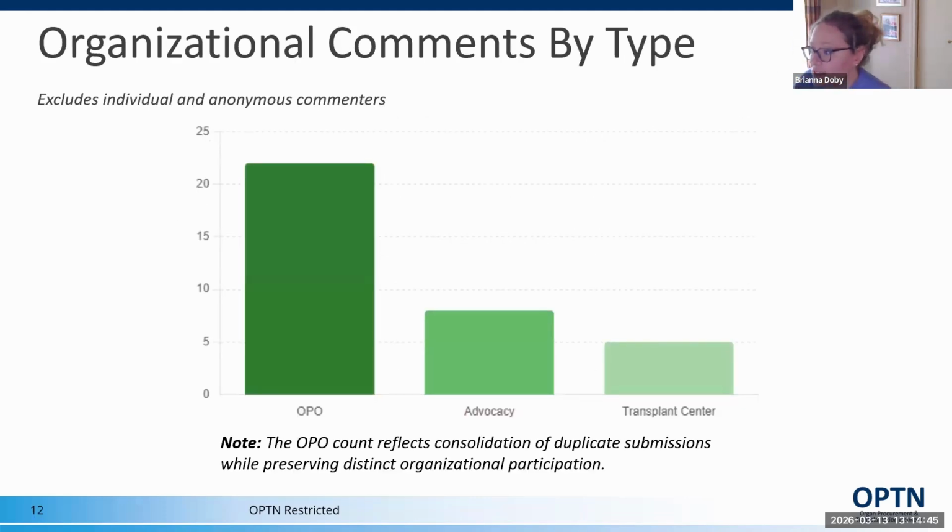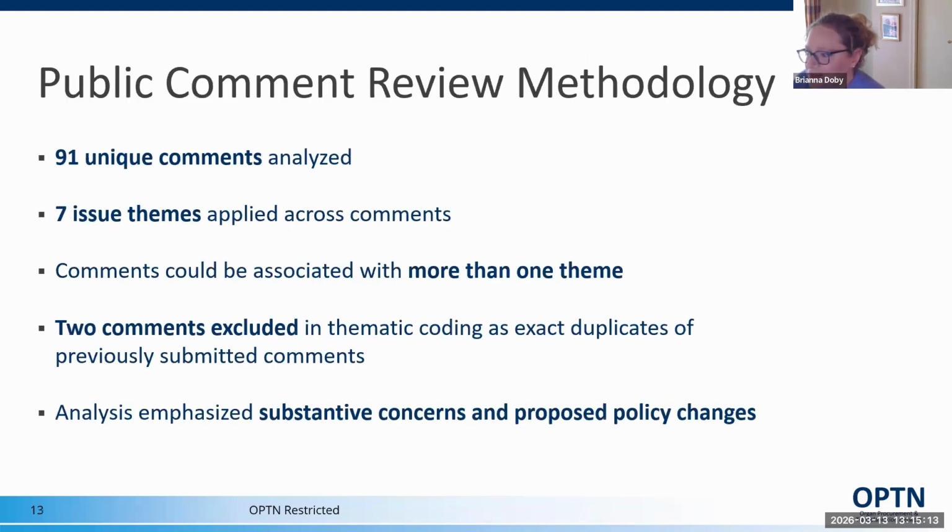Great. And then by organizational type, the breakdown is shown here on your screen for OPO, advocacy group, and transplant center. And again, the OPO committee is going to review a much more in-depth deck that has been developed with the HRSA surge support folks on my team and with the OPO committee leadership. So please know the OPO committee is going to be walking through these as well as the DCD work group. But you can go to the next slide.